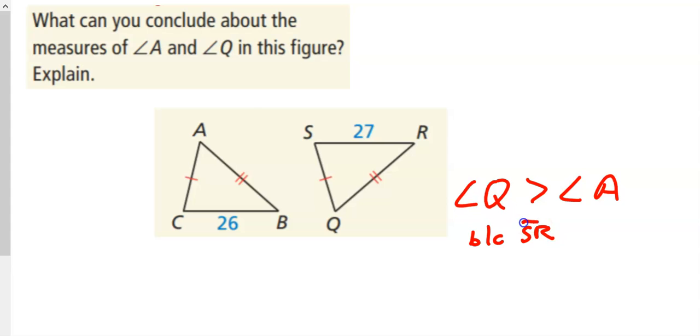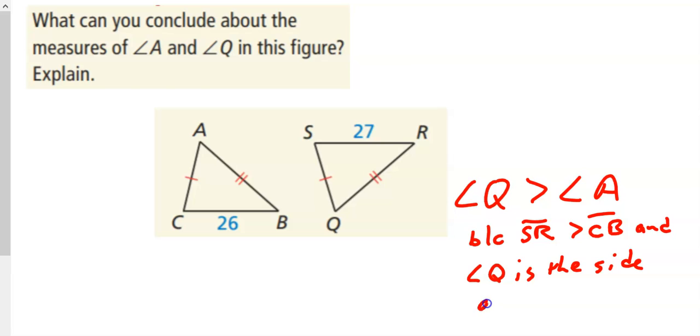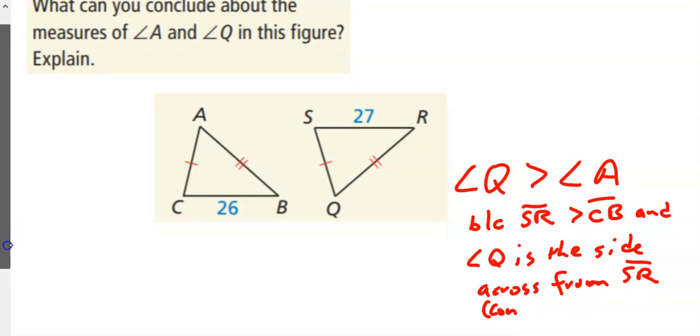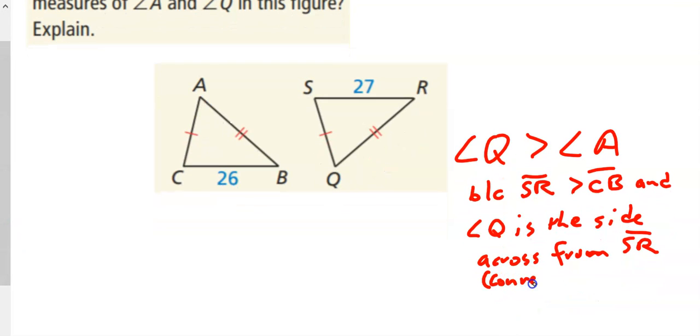because SR is greater than CB and angle Q is the side across from SR. And again, this is the converse. Let me move this down just a little bit. Converse of the Hinge theorem.